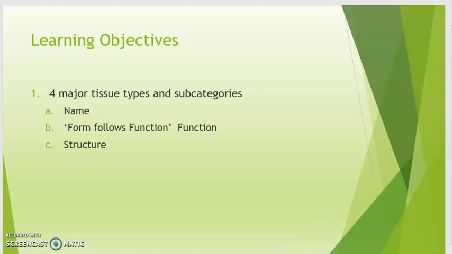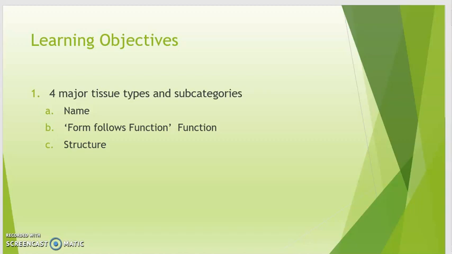This lab is looking at the major tissue types, and there's only 4 of them for animals in the animal kingdom, invertebrates specifically, and it's also going to look at the subcategories of those 4 major types as well. It might seem challenging to think about all the different types of tissues that you're going to see, but we're going to break this down in the mantra of form follows function.